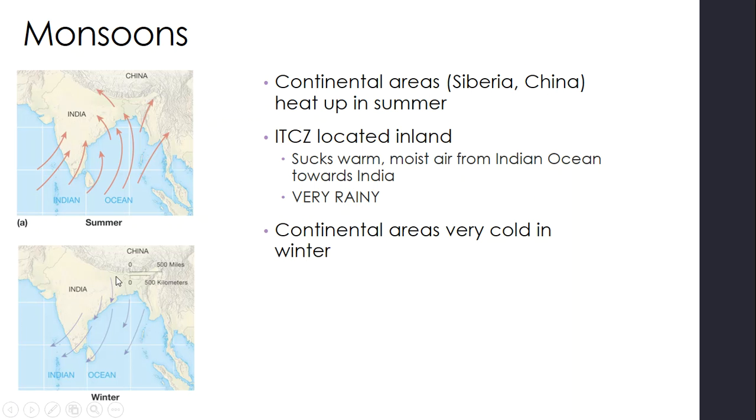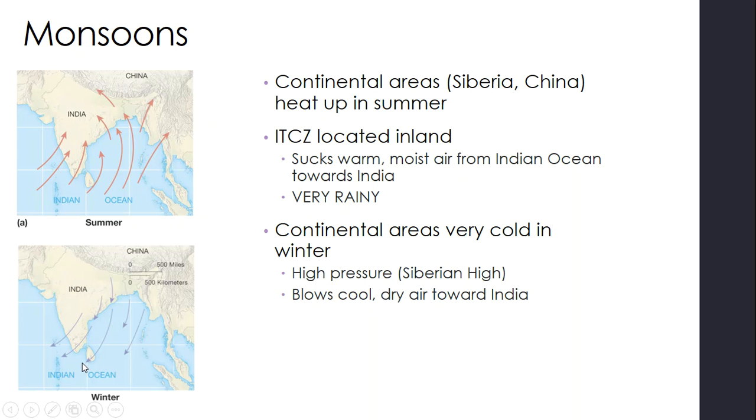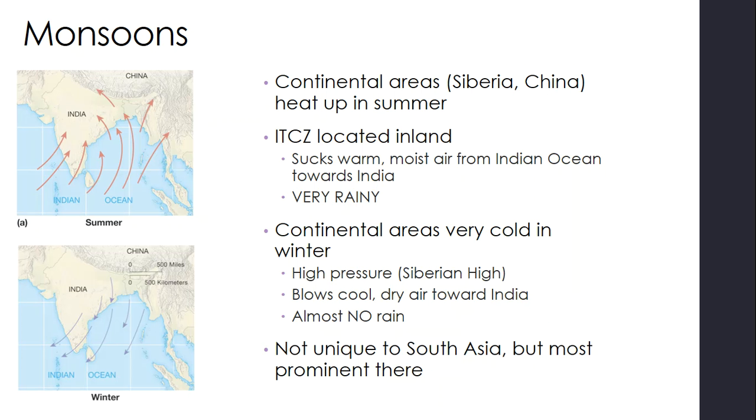Those continental areas get very, very cold in the winter. You have this high pressure, the Siberian high, and so it blows cool, dry air towards India. So you're getting not very much precipitation, then almost no rain. It's not unique to South Asia, but it is most prominent there.